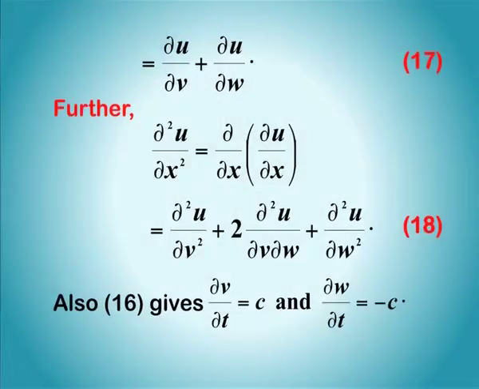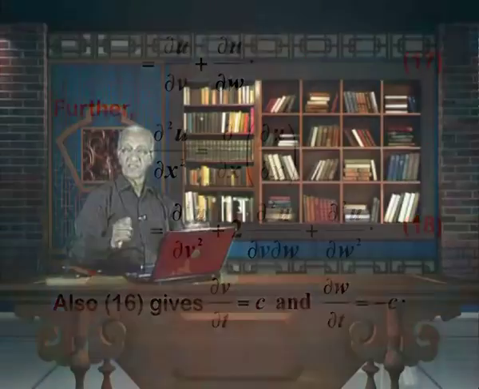There are 4 chain relations to remind you, but I do not intend to repeat all 4 here. We go like this, du dx is equal to du dv plus du dw. We differentiate the whole thing again, second order, so we get d2u upon dx square is equal to d dx of du dx, and we write it like this. And we arrive at equation 18.